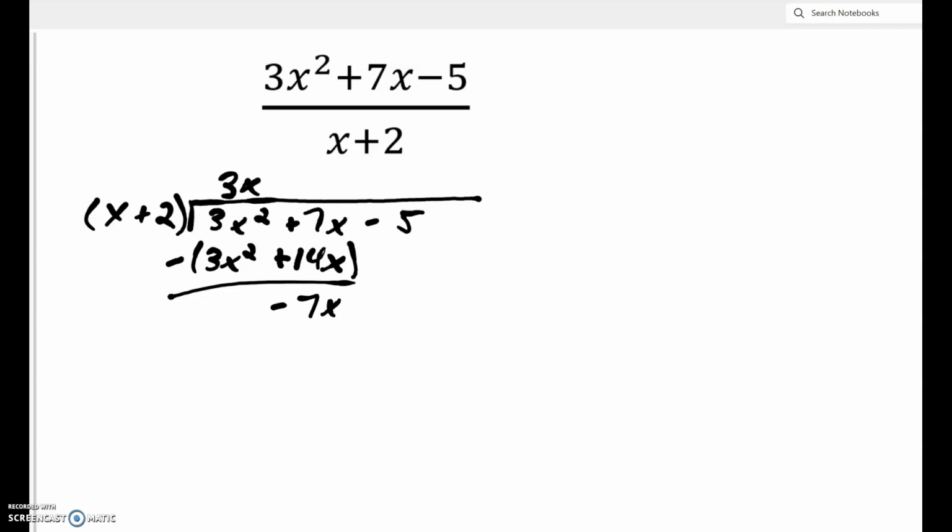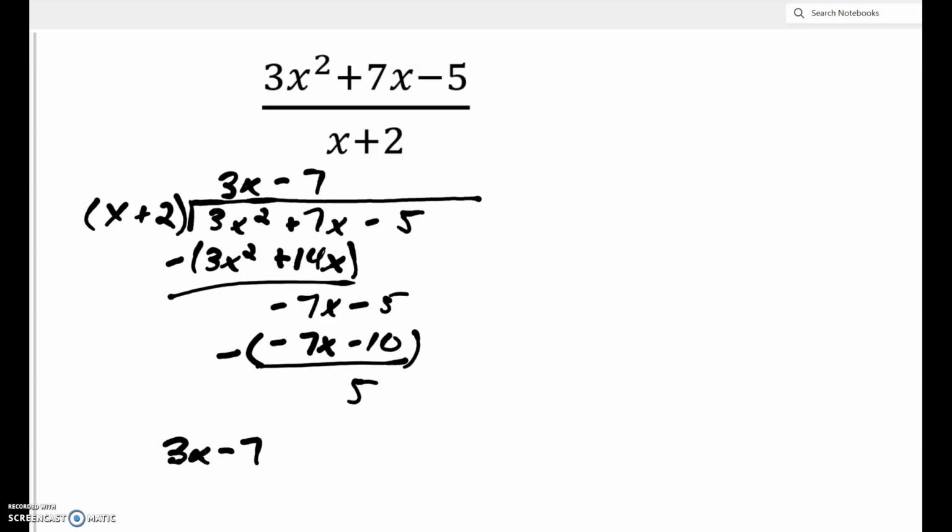I check. Yes, I dropped a degree. Bring down the negative 5. Continue dividing. x divided by x is 1. 1 times x is x. 1 times 2 is 2. I need to subtract. The x's cancel. Negative 5 minus 2 is negative 7. So this polynomial division simplifies out to 3x plus 1 plus negative 7 over x plus 2.